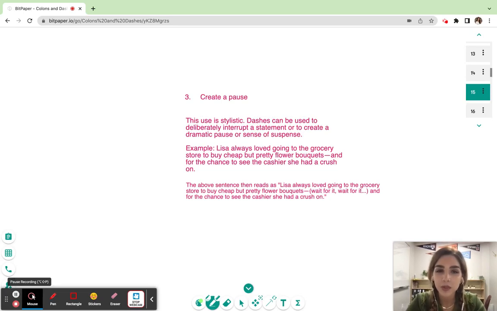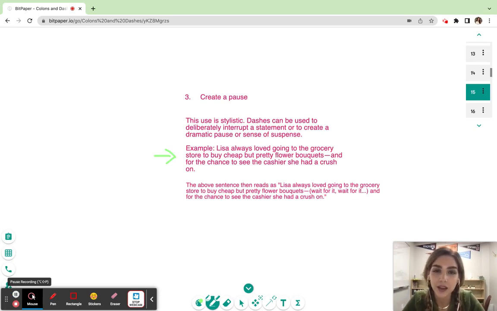Keeping with that same theme of dashes giving us some drama, the other way that you can use a dash is just to create a pause. Dashes can be used to deliberately interrupt a statement or to create a dramatic pause or sense of suspense.